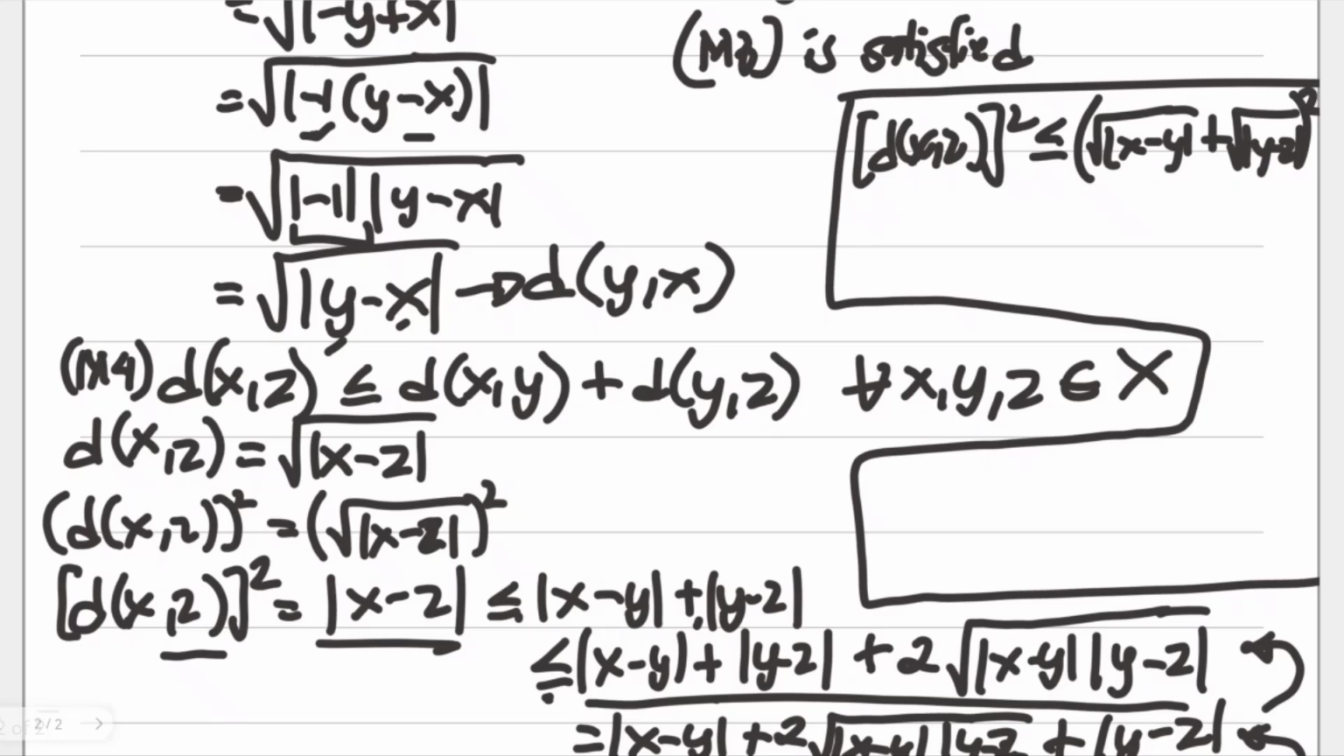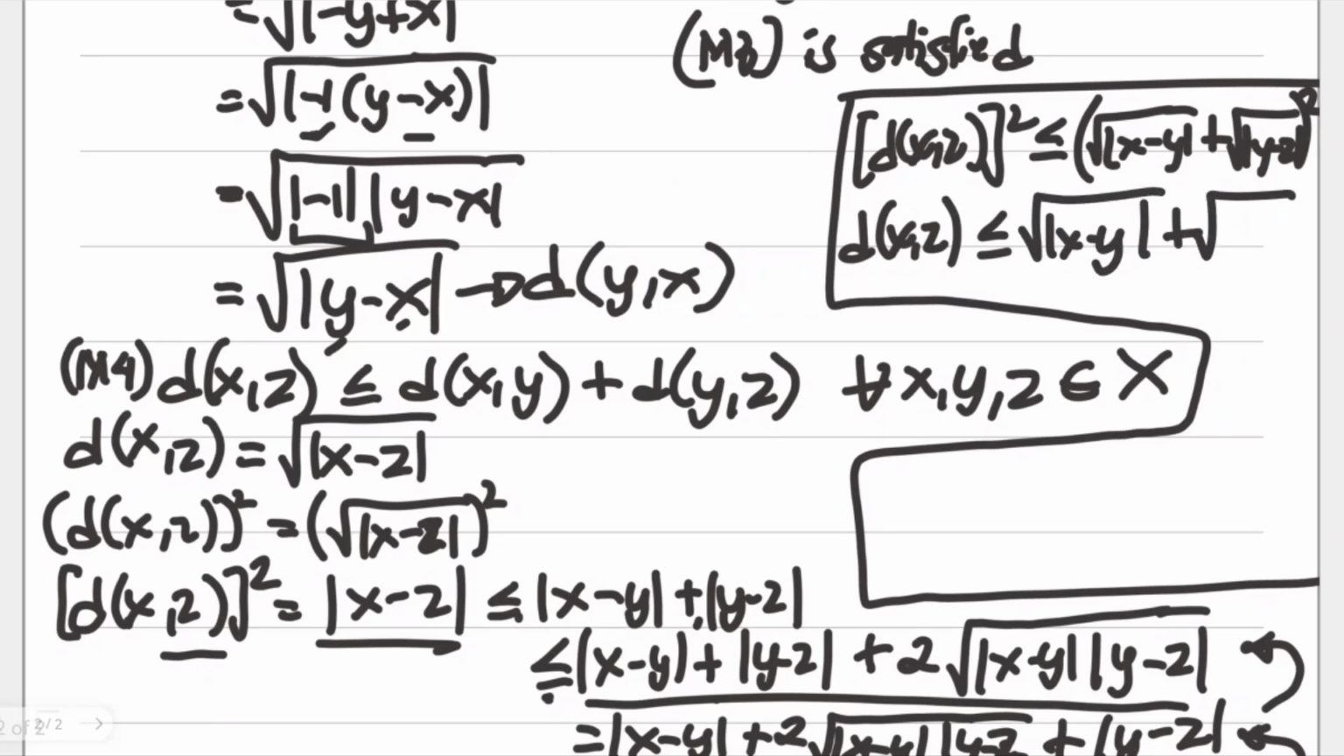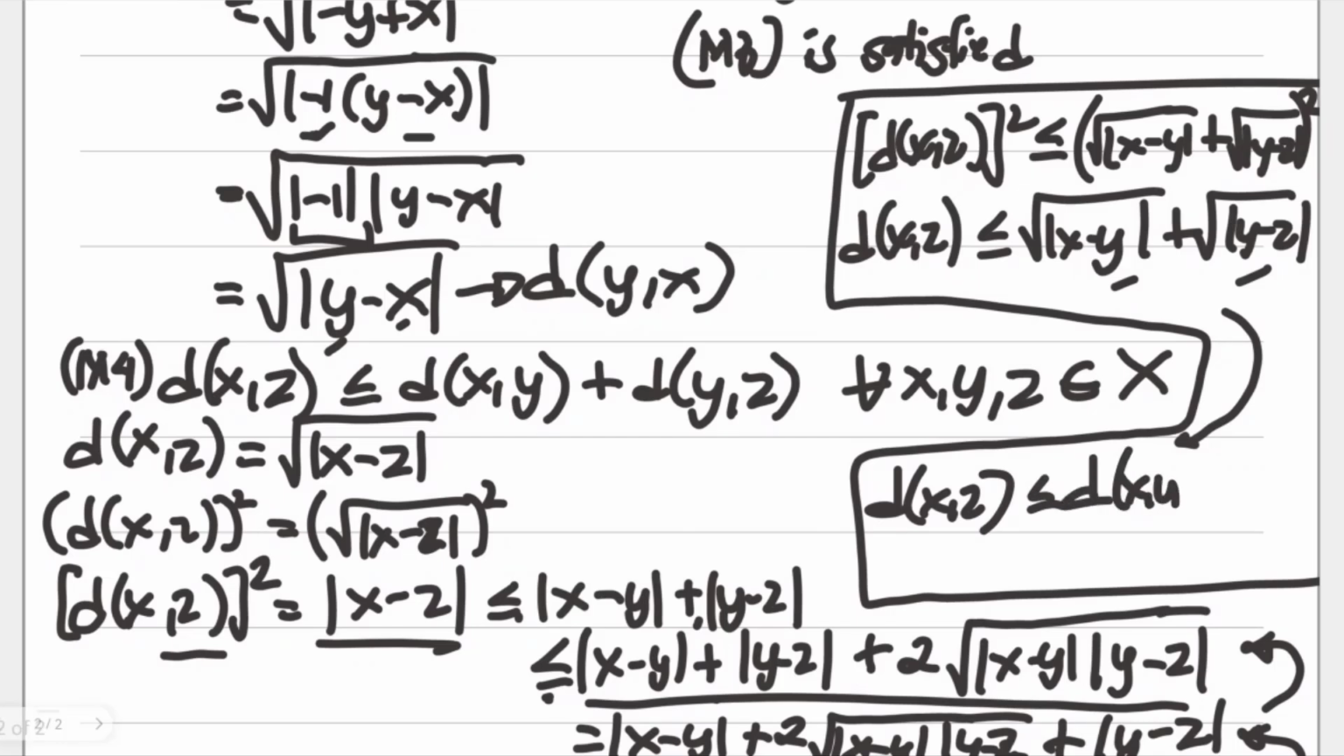Then let's take the square root of both sides, removing the exponentiation. You have here the distance of x to z is less than or equal to this expression, x minus y plus y minus z. And what are these two? These are actually distances, using the definition here. So bottom line, we can say now that the distance of x and z is less than or equal to the distance of x and y, which is this, plus the distance of y and z, which is this. So this is M4.